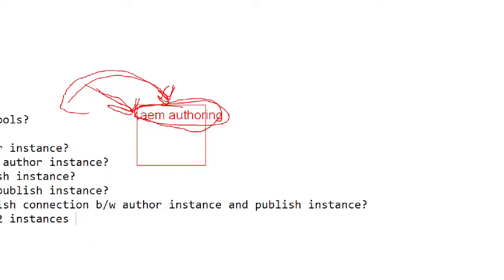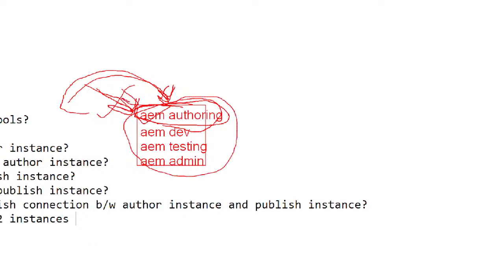Okay, so there are different teams available in AM, like the AM authoring team, the AM development team, the AM testing team, and the AM admin team. These are the different teams available in AM related jobs. The authoring team will do the content creation, like adding the images and some content related to the images.